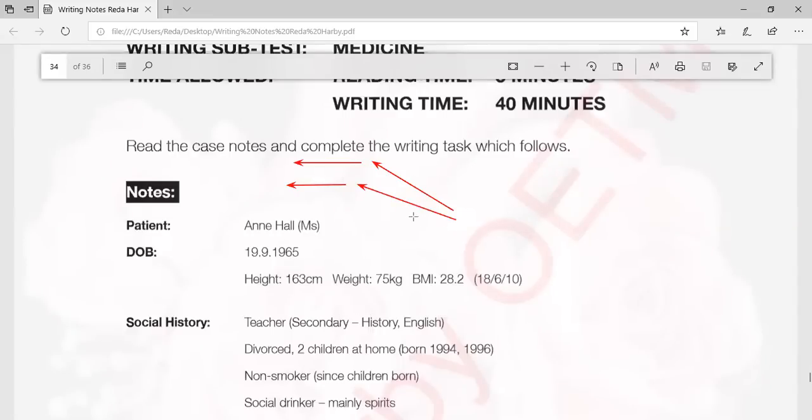Number 3, organizing. How to organize these case notes scattered everywhere into a very organized story? So how to do that? Chronologically. I will be with you from the beginning.